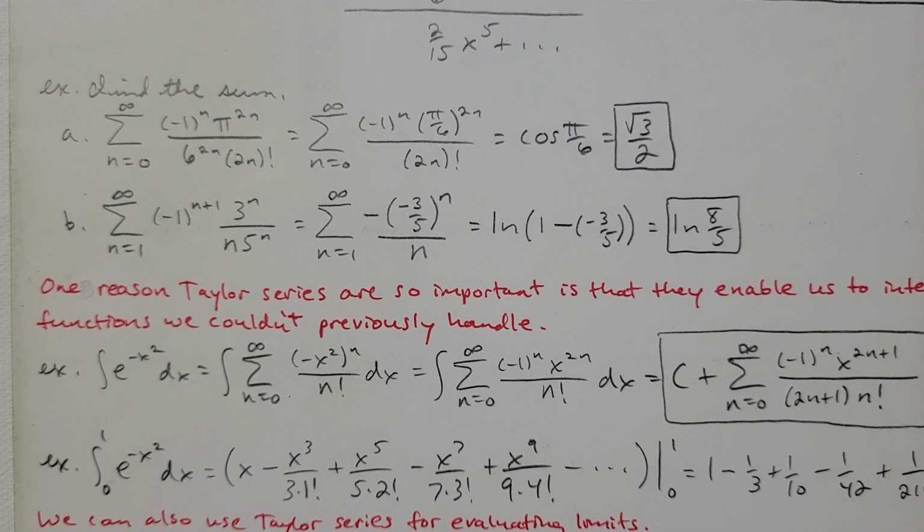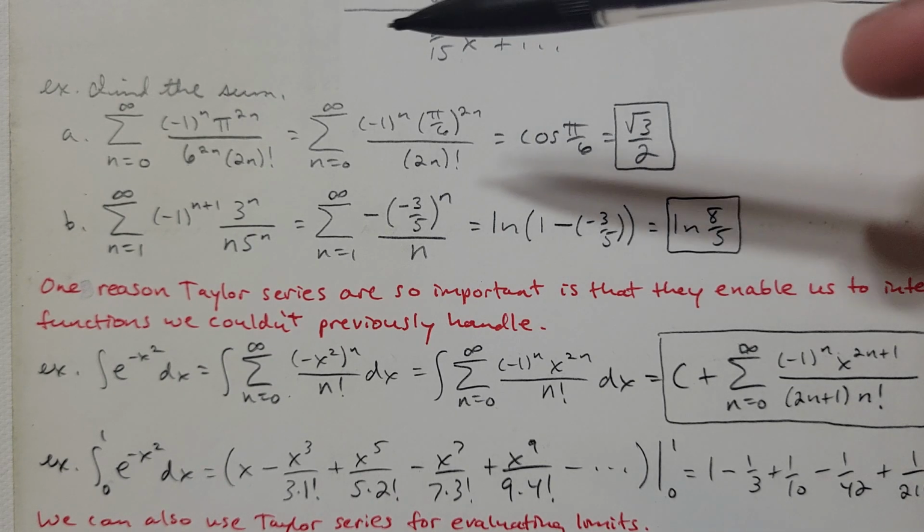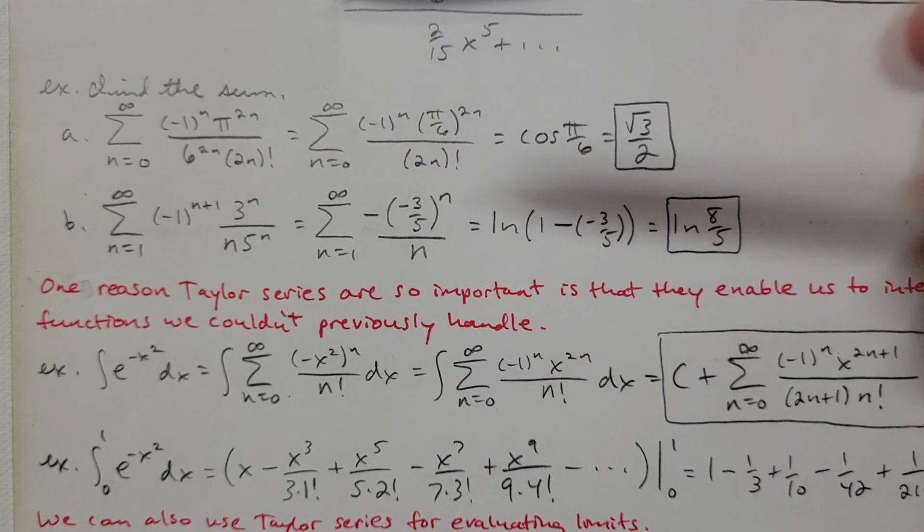Okay, I'd like to finish up section 11.10 in this video here. We got a couple more examples left to do. In this first example, we're going to find the sum. I got a part A and a part B here. And now the idea with some of these problems in the book is to recognize it as a particular function.